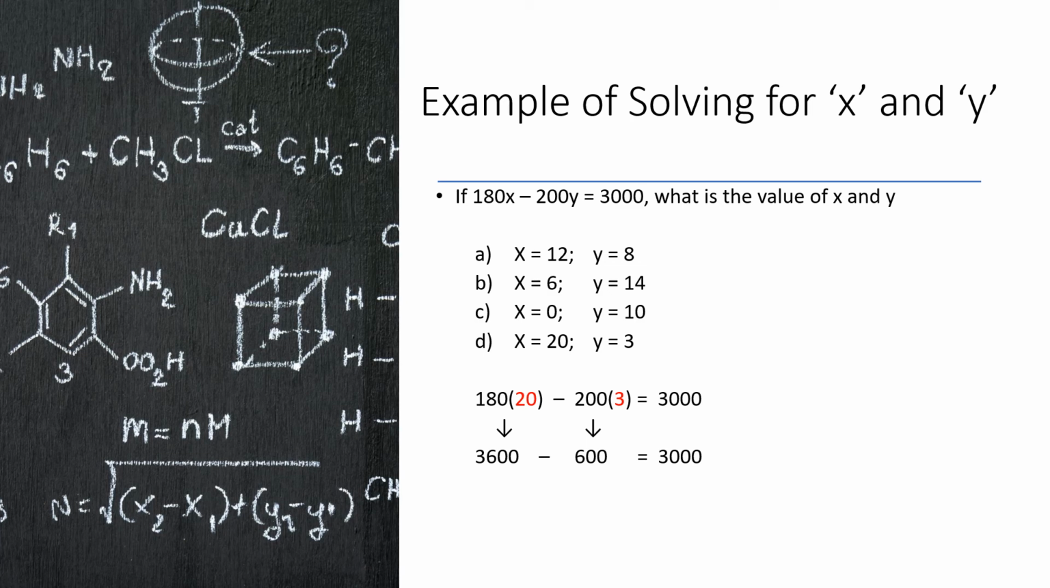If we look below, we can see that if we have 180 times 20, we get 3,600. If we have 200 times 3, we get 600. 3,600 minus 600 equals 3,000. Here we solve for x and y using deductive reasoning computation skills.